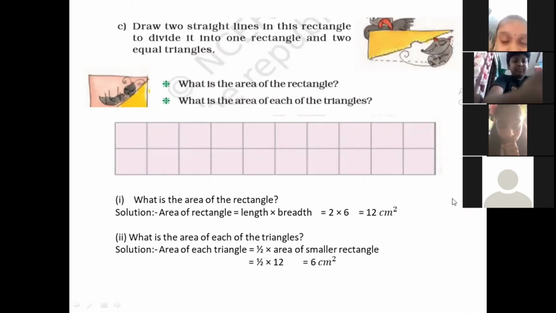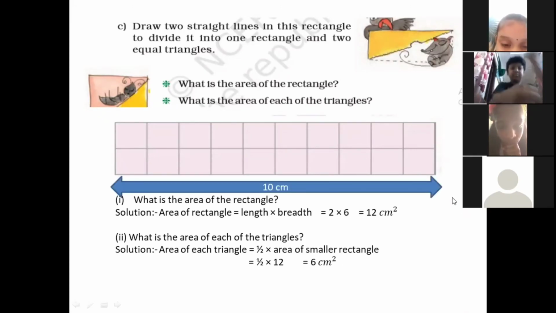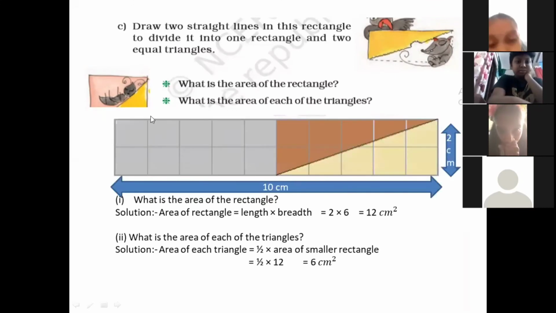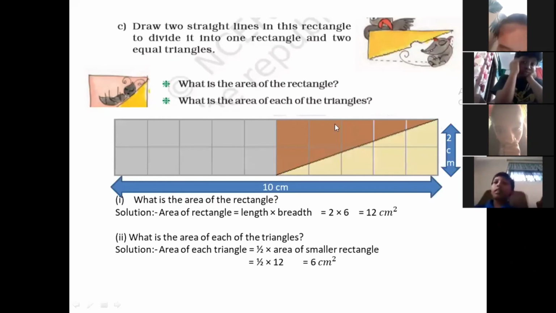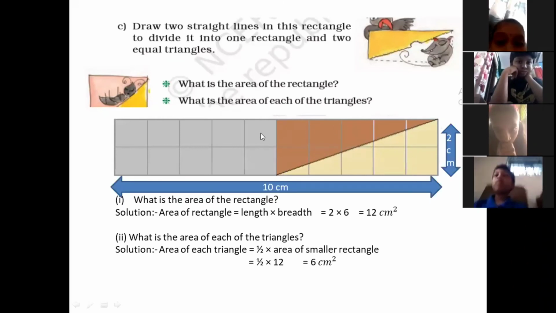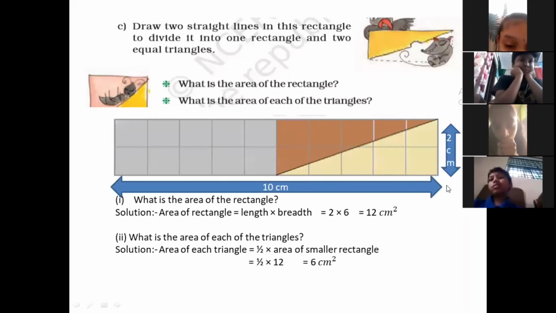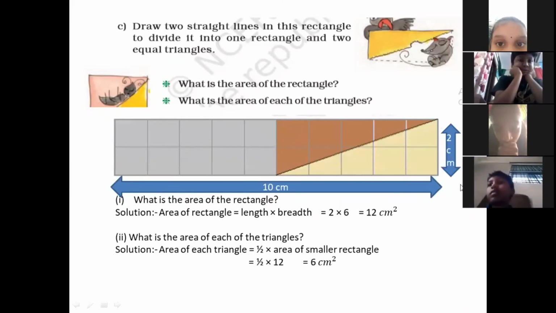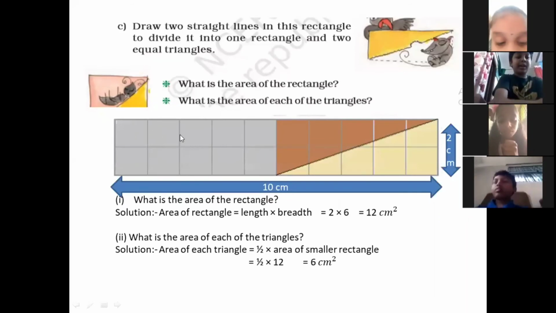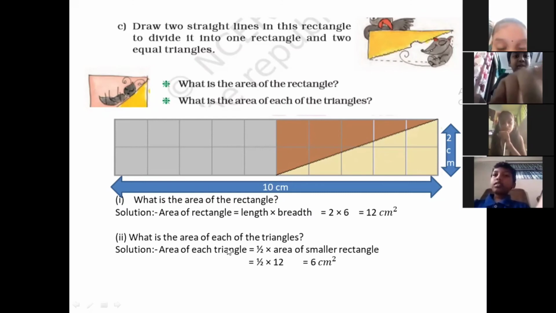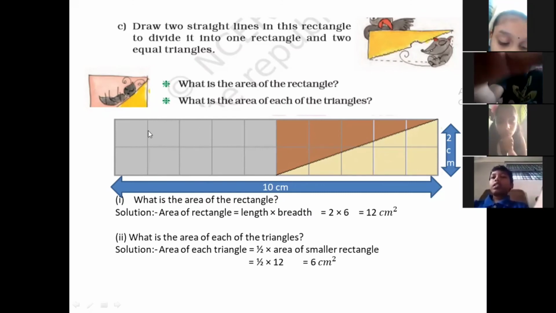Let us see how to divide. See here. This is the rectangle and this can be divided into two equal triangles. Like this also you can draw. Like this also you can draw. That's why I said Joy also correct. So here we need to find the area of the rectangle and the area of the triangle. So the area of the rectangle: 1, 2, 3, 4, 5, 6, 7, 8, 9, 10. So the area of the rectangle is 10 here.